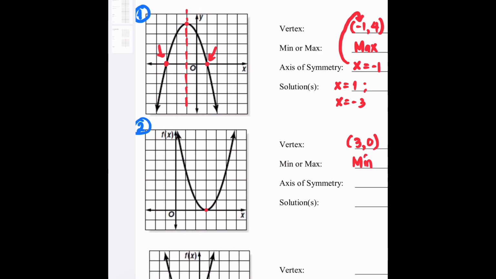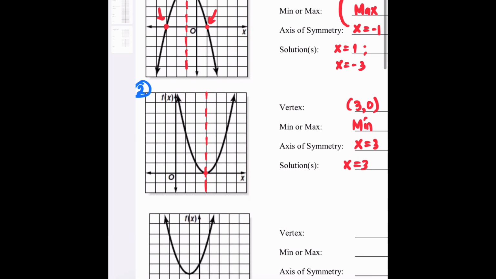The axis of symmetry is x equals 3. Always remember that the axis of symmetry is an equation, x equals 3, because the axis of symmetry is a vertical line. For the solution, we only have one solution here, which is x equals 3 as well. There's only one point on the x-axis that the graph touches, which is x equals 3.